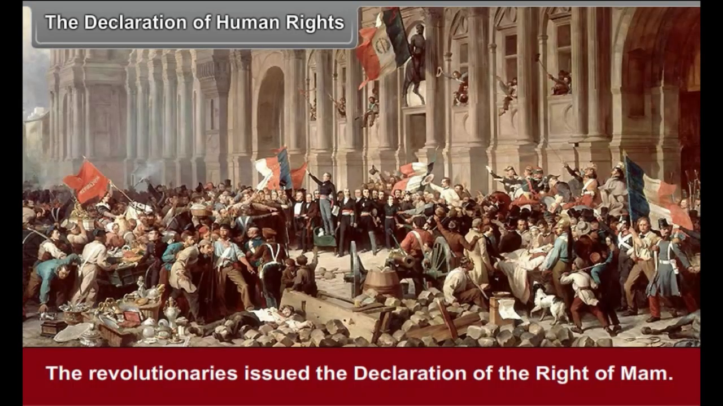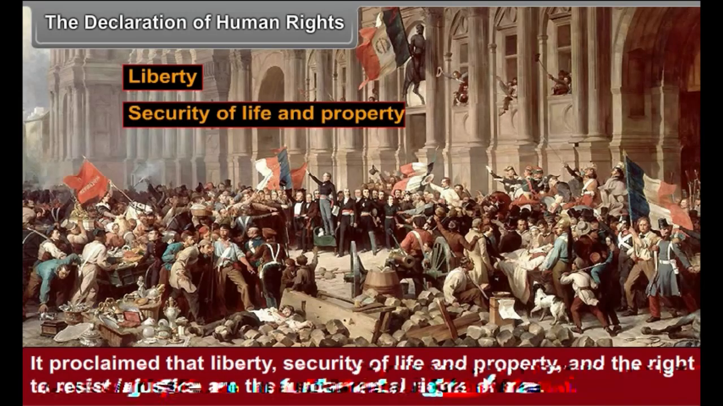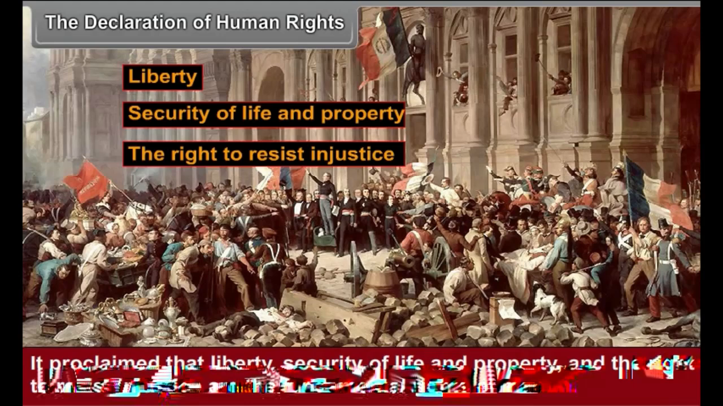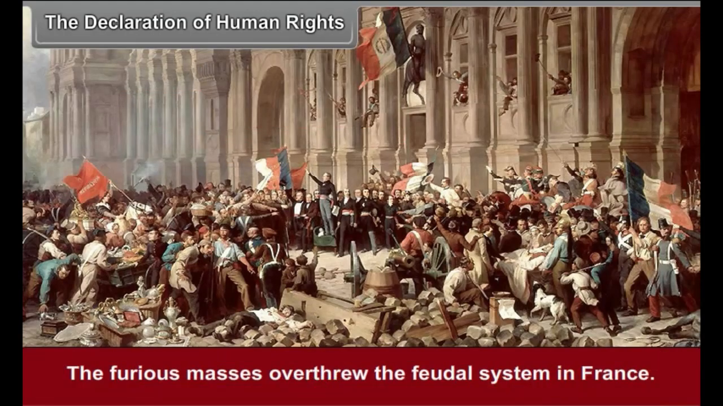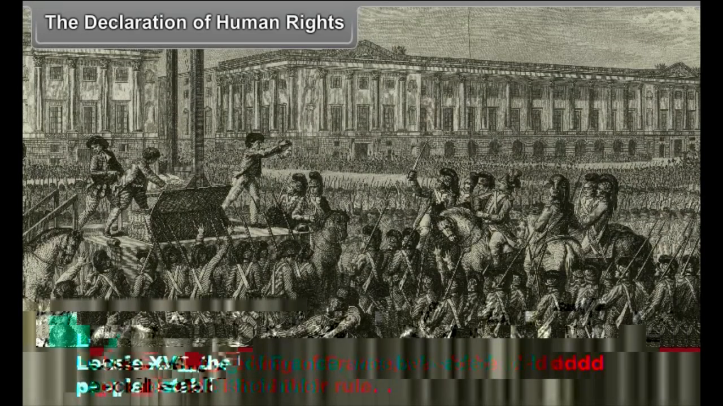The Declaration of Human Rights. The revolutionaries issued the Declaration of the Rights of Man. It proclaimed that liberty, security of life and property, and the right to resist injustice are the fundamental rights of man. The furious masses overthrew the feudal system in France. Louis XVI, the King of France, was beheaded and people established their rule.